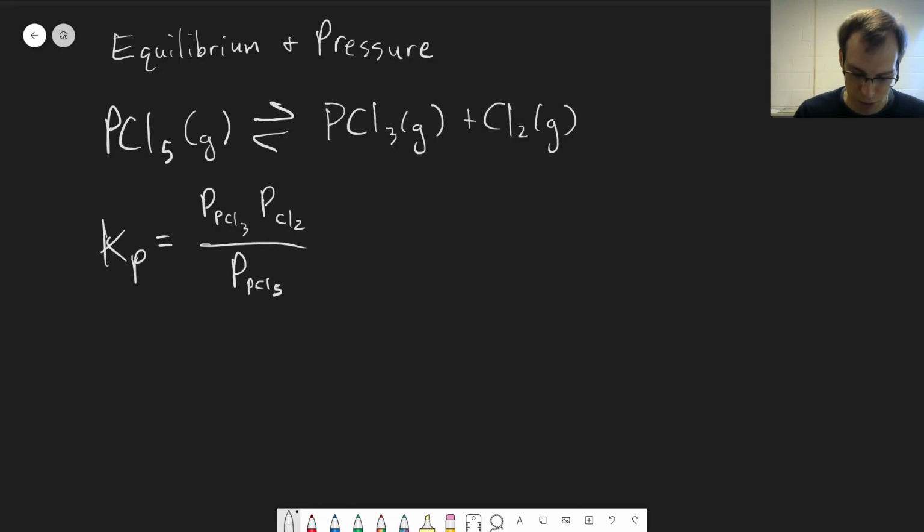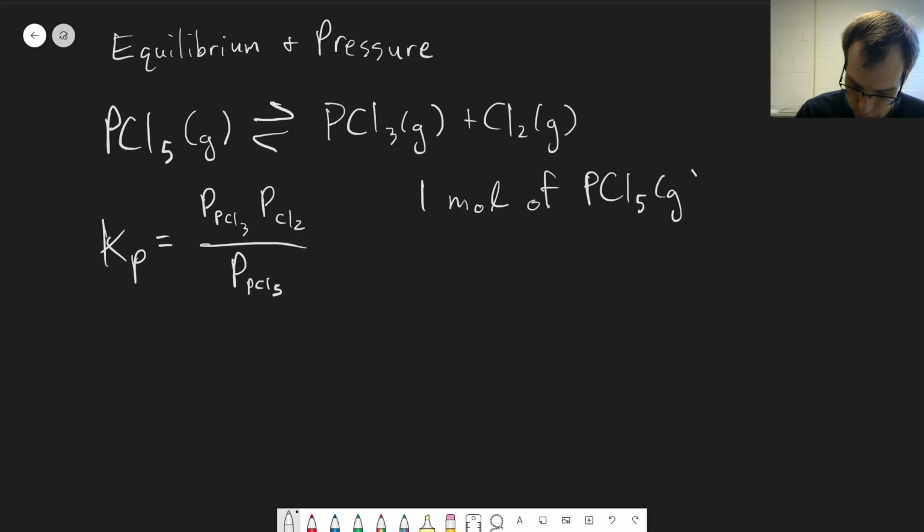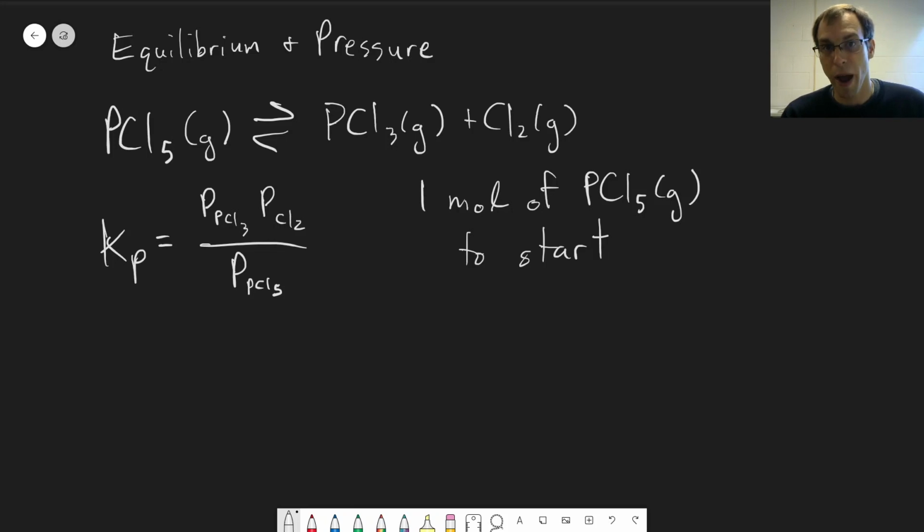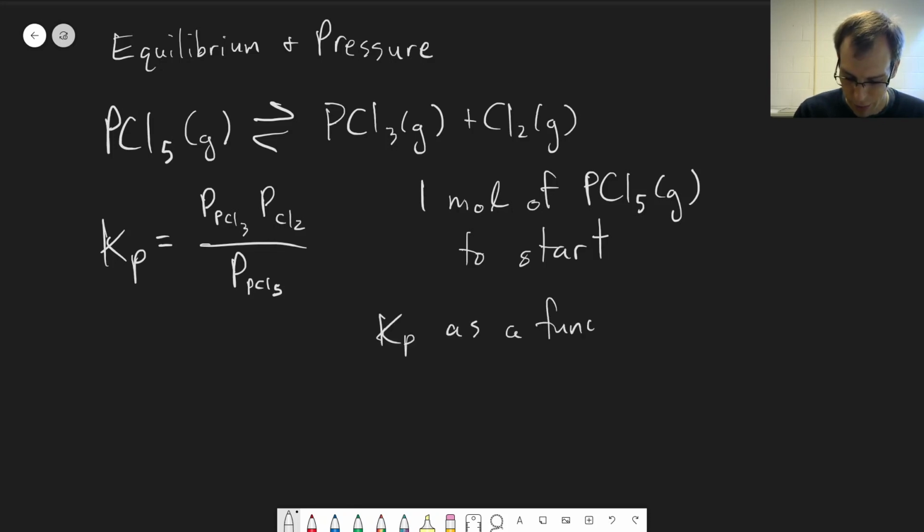Now let's imagine a specific situation where we have 1 mole of PCl5 to start with. So that is our initial condition. And let's see what happens. And we can think about this in terms of the extent of reaction. We're actually going to use this variable xi that we've defined prior to this, and think about what is Kp as a function of xi. Okay, so first let's think about how we can define all these partial pressures in terms of xi.